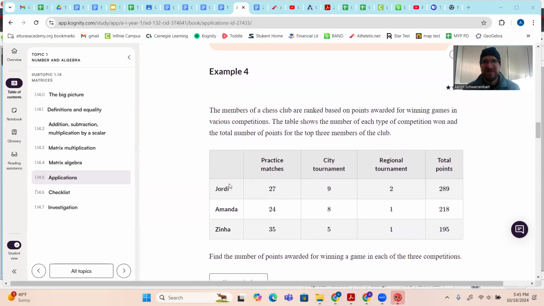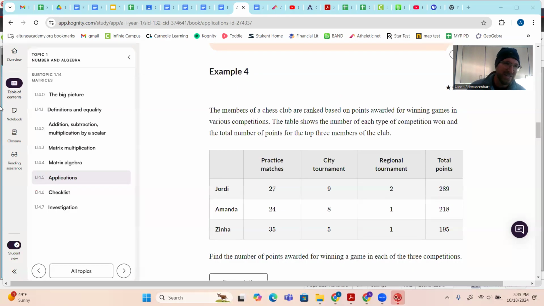Okay. So now we're going to talk about using a chart and making matrices to solve. It says the members of the chess club are ranked based on points awarded for winning games in various competitions. The table shows the number for each competition won and the total number of points for the top 3 members of the club. Find the number of points.